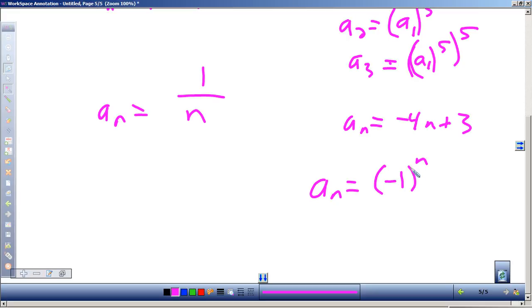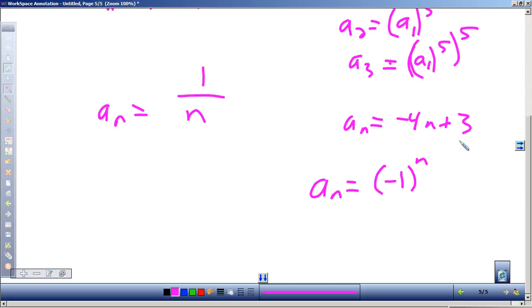So if I plug in 1, what does this equal? Negative one. If I plug in 2, 3, 4. Okay? So is this going to a certain value and staying there? No, not to one value. Okay.